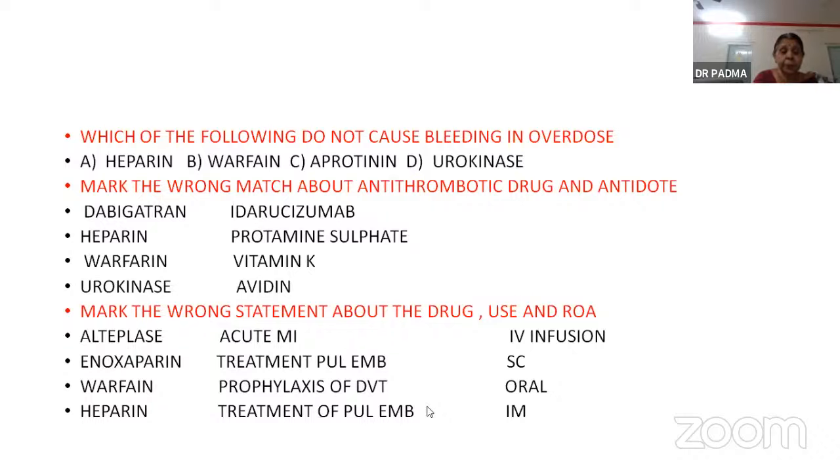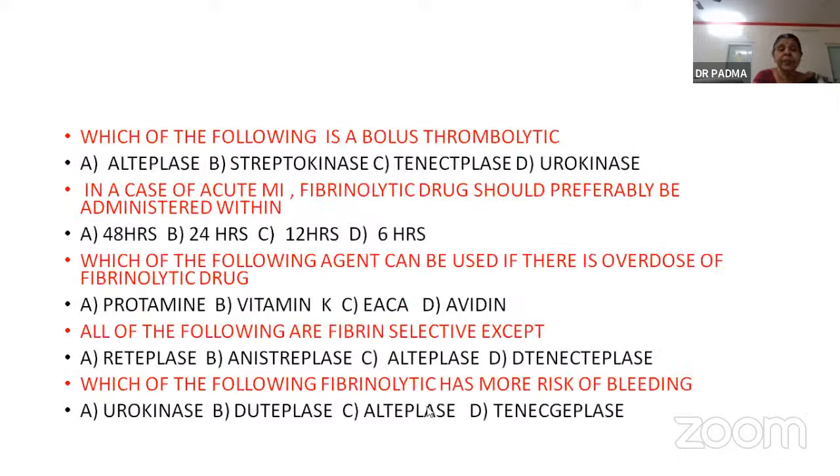Heparin, treatment of pulmonary embolism, IM. Heparin can never be given IM. It has to be given only subcutaneous or IV. So this is the wrong statement what we have seen. Which is the bolus thrombolytic: alteplase, streptokinase, tenecteplase, urokinase? All are IV infusions except tenecteplase.